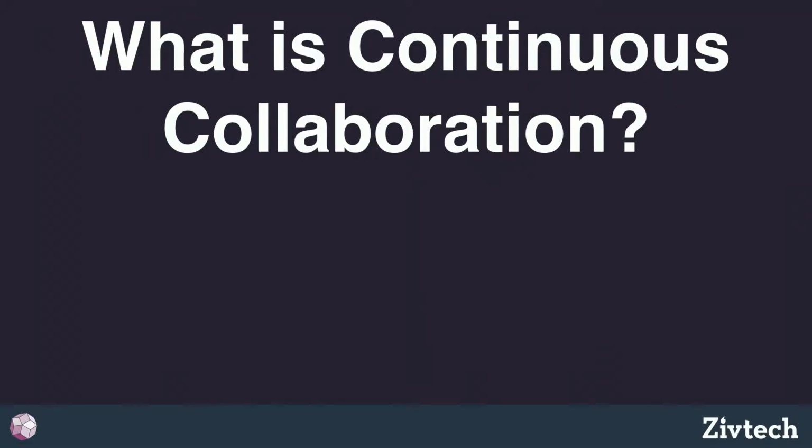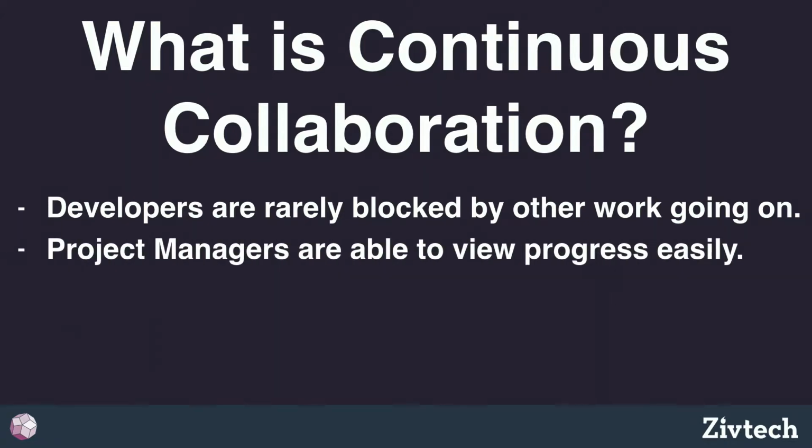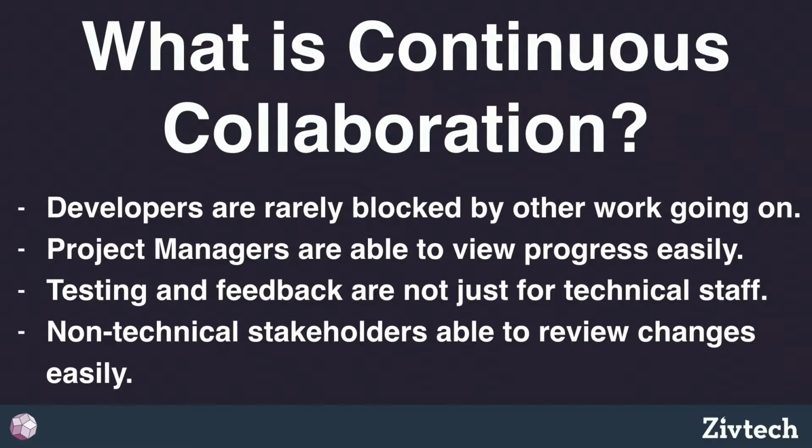So what is continuous collaboration? Continuous collaboration is where all members of the development project are working together at a higher rate of interaction to gain feedback and complete work faster. Developers are rarely blocked by other work that's going on. Project managers are able to review progress easily. Testing and feedback are not just for technical staff, and non-technical stakeholders are able to review changes on the fly.